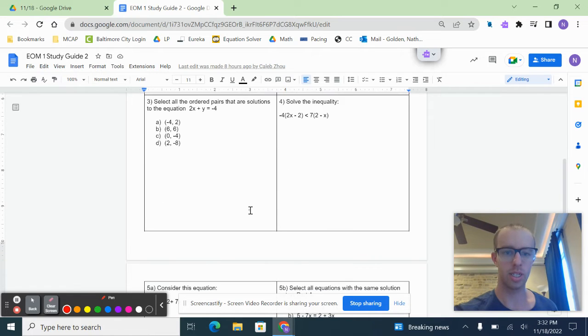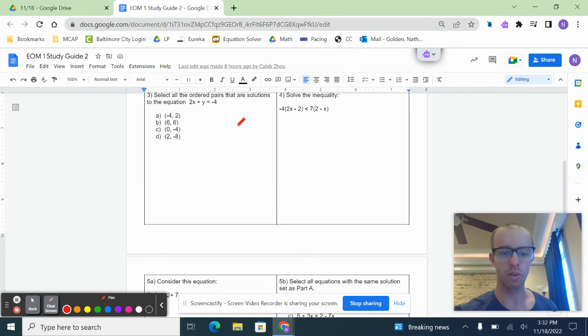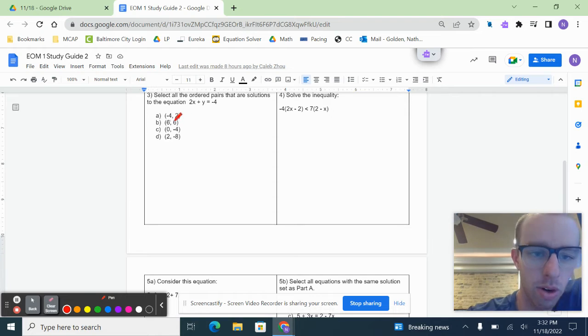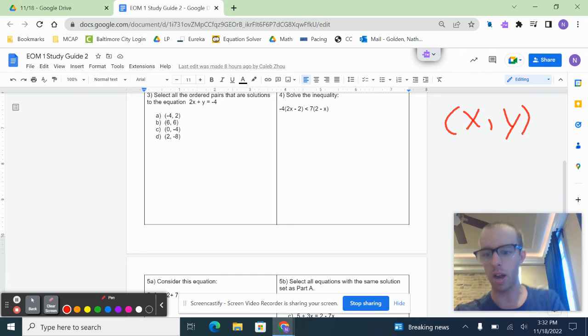All right, let's keep going. So select all the ordered pairs that are solutions to the equation 2x plus y equals negative 4. All right, so it's basically telling me I have all these ordered pairs here, and I want to know which ones land on this line right here. All right, so to do this, I know that ordered pairs are always x comma y. Every ordered pair ever, x comma y. And so I have a negative 4 here and a 2. And the negative 4, that's the x value, and the 2 is the y value.